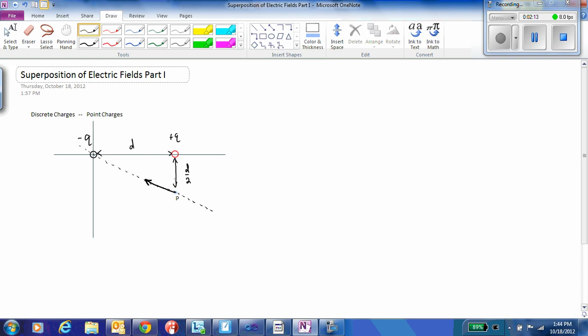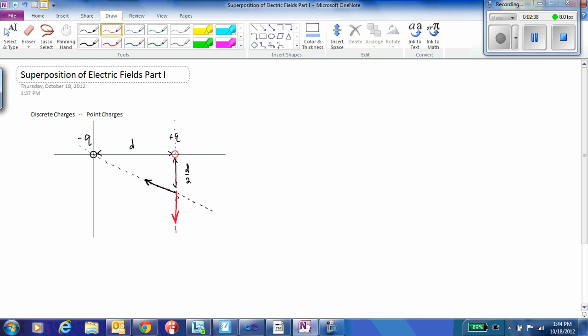Now the electric field vector from the red charge, since the red charge is positive, it's going to again be connected along the dotted line that connects the point charge with the point. So I'm going to draw my electric field vector going away because we know the rule that electric fields point away from positive charges and toward negative charges.